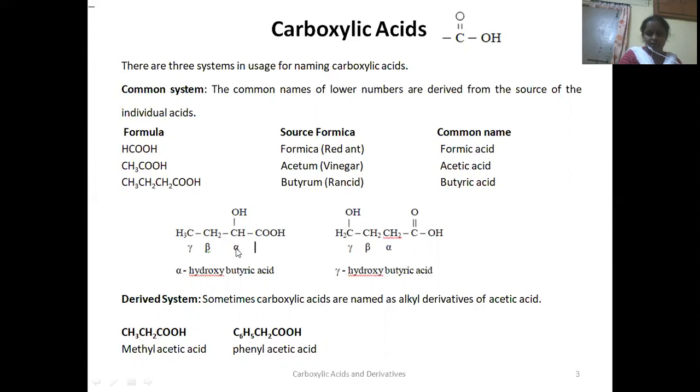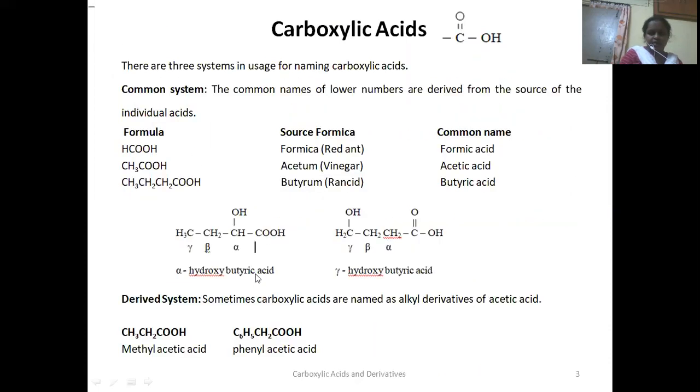Give this as alpha, next beta, next gamma. Now see the number of carbons here. How many carbons are there? 1, 2, 3, 4. So you have to give butyric acid. Are there any substituents? Yes, there is an OH substituent here, that is on the alpha carbon. So give it as alpha hydroxy butyric acid.